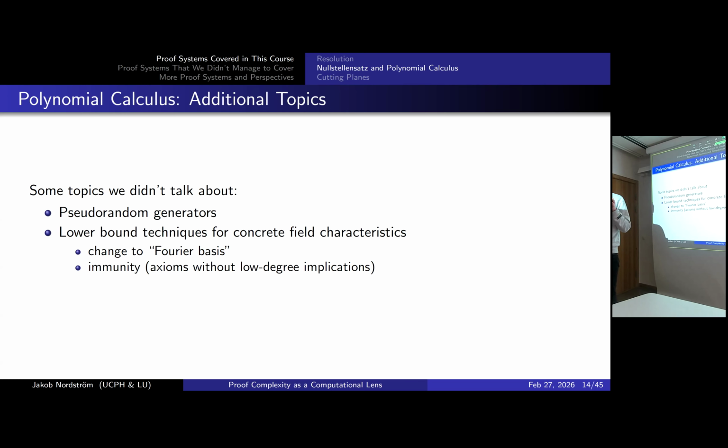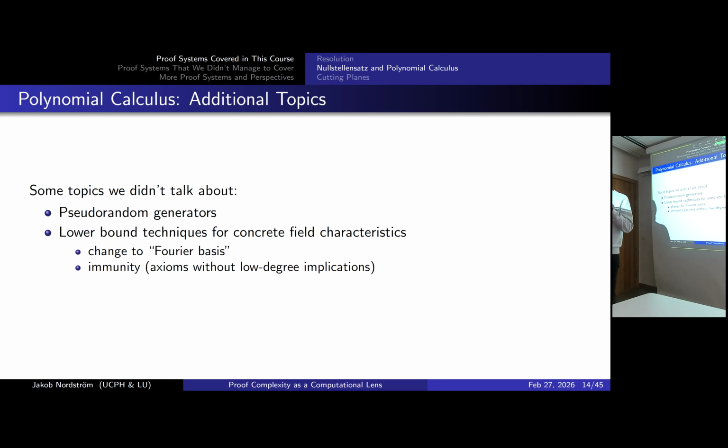And now you use Pudlák-Impagliazzo or Razborov-type results that say that your degree lower bound is so strong now, you have a linear degree lower bound. So clearly you have an exponential size lower bound. This we didn't cover.